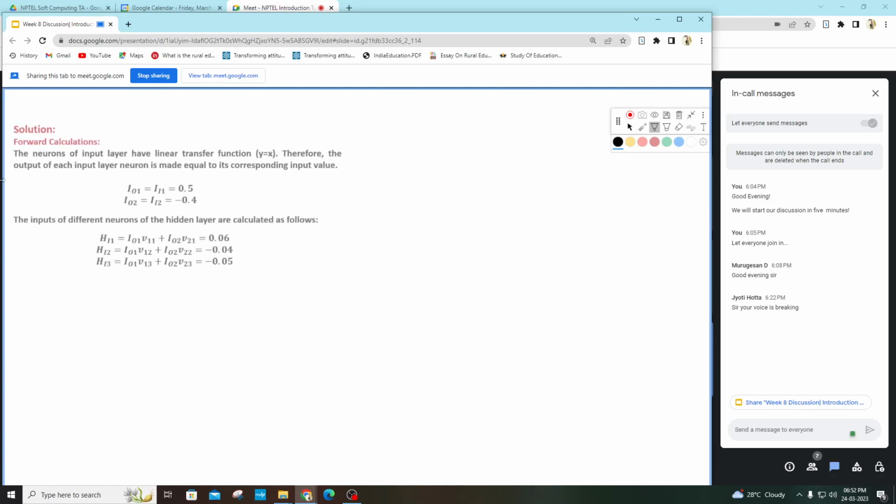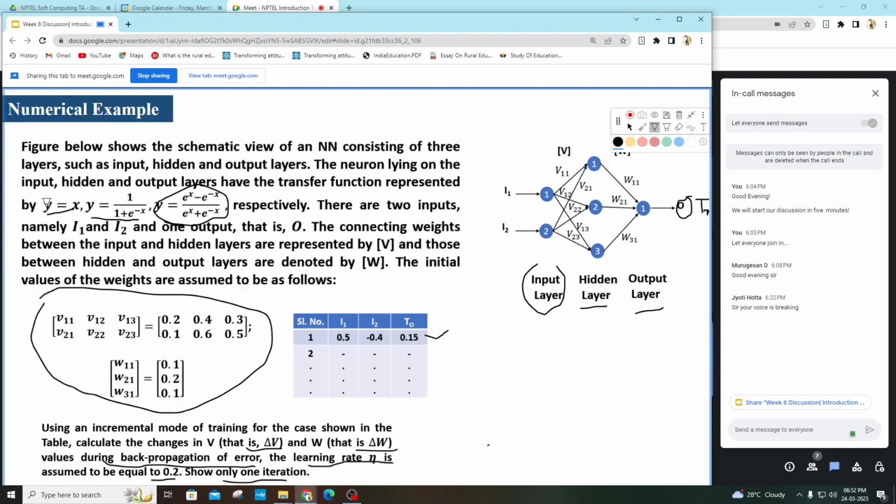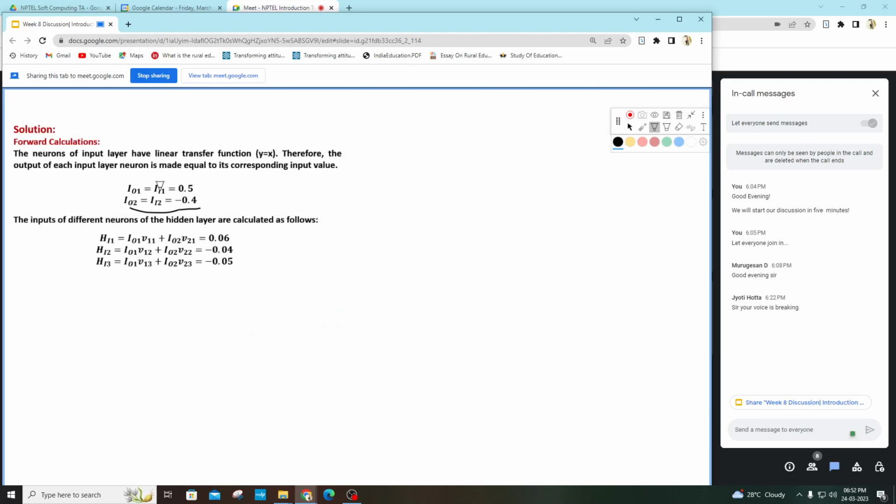So let's first see. First it has been done for the input layer. For the input layer, the function they have used is y equals x, that is a linear function. That means I1 will be equal to IO1. So that is written: I1 will be equal to IO1, I2 will be equal to IO2. So up to here I think it is clear.